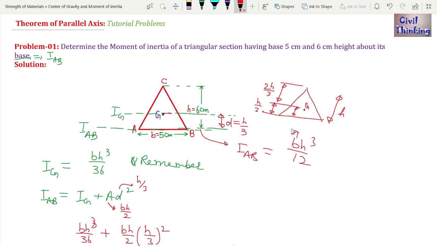Now you know B is 5 centimeter, H is 6 centimeter, and this is 12. When I solve it using a calculator, I will get 90. The unit of moment of inertia is length power 4. Here the length is centimeter, so it is centimeter power 4. So here we go, we found the moment of inertia to be 90 centimeter power 4. We have solved this problem.